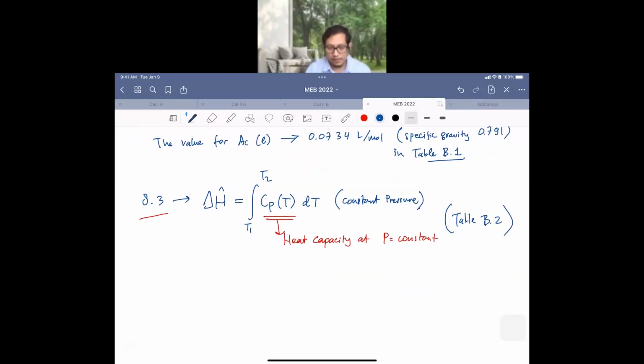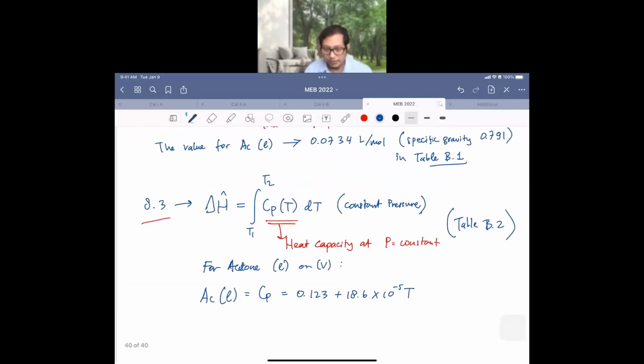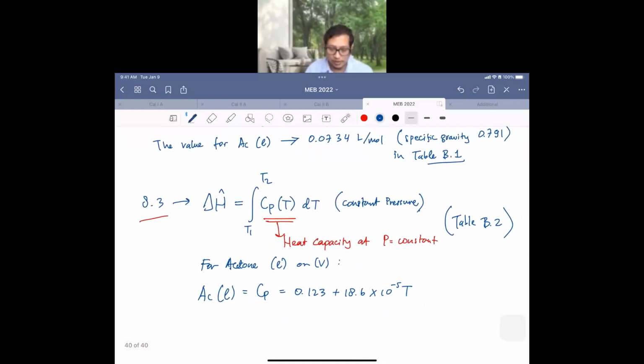Just as an introduction here, I will write for acetone, liquid or vapor. We might need to write the acetone as in table B2. Acetone liquid: this will be Cp equal to 0.123 plus 18.6 T. This is the formula, and then you need to put this formula inside the equation here.